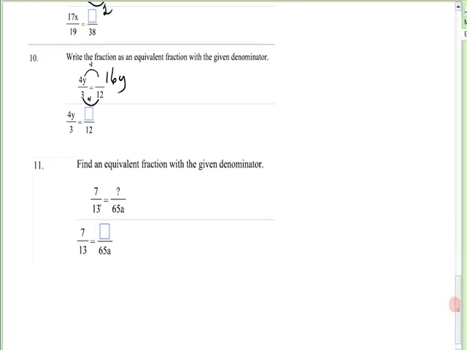And the last one, what would I have to multiply 13 by to get not just 65, but 65a? I would need to multiply it by 5a. So do the same thing to the top. 7 times 5a gives me 35a. So these are just little prep skills. We'll do more with each one of them in the lessons coming up.